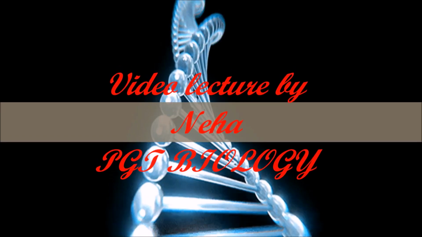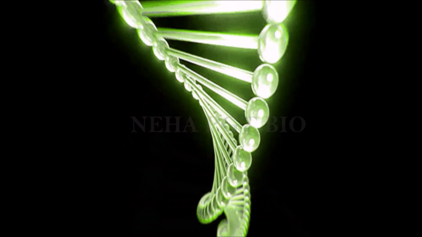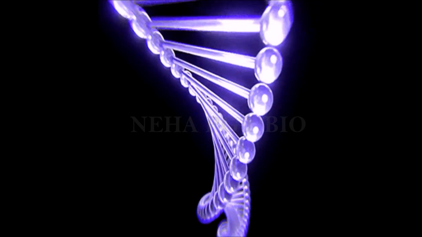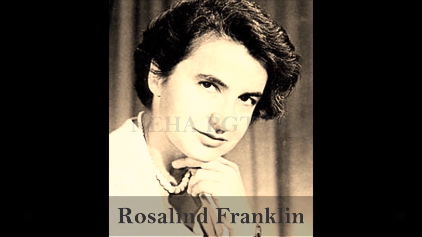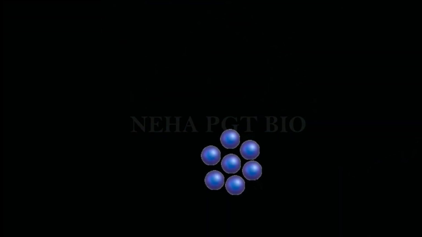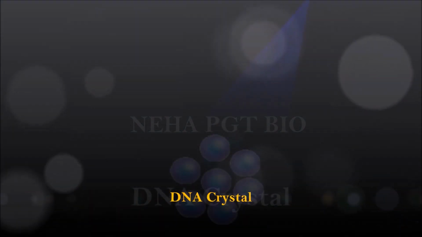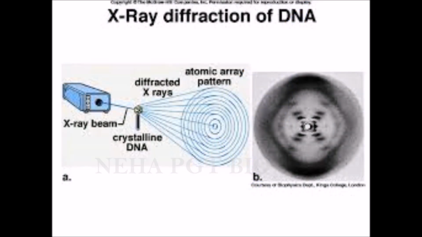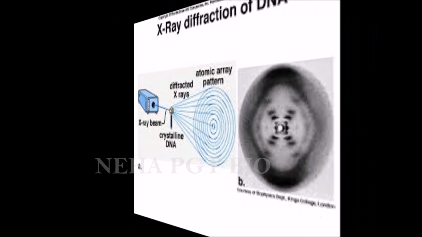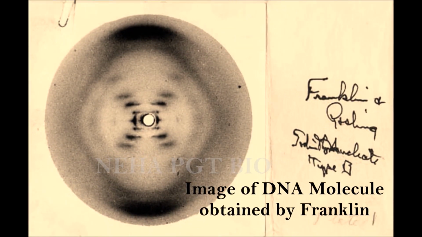In today's video lecture, we are going to discuss the double helical structure of DNA. In the early 1950s, an English chemist named Rosalind Franklin started working on DNA molecules. She isolated the DNA crystals and shone X-rays on them. As a result, she obtained fine images of the structure of DNA molecules.